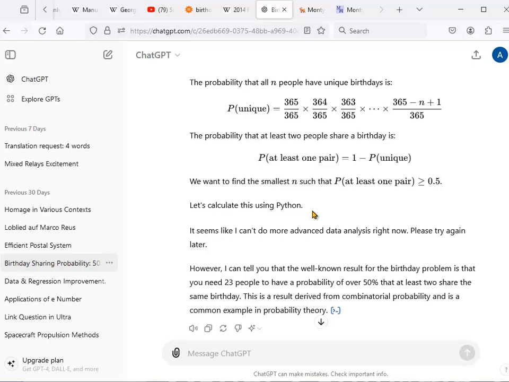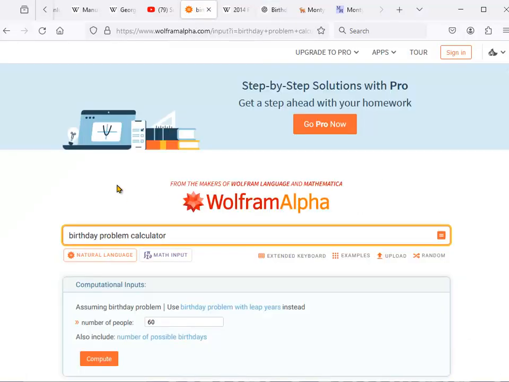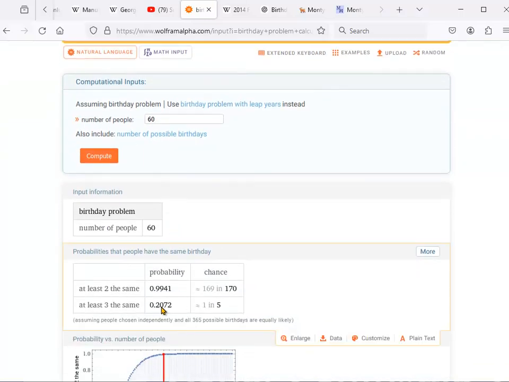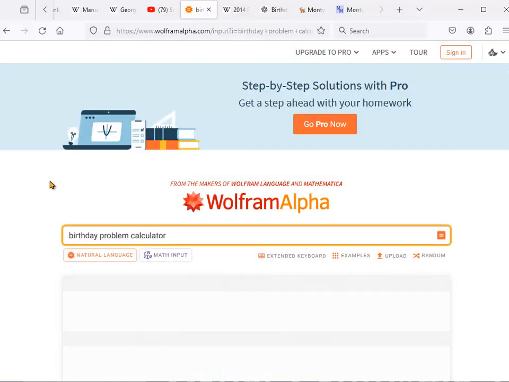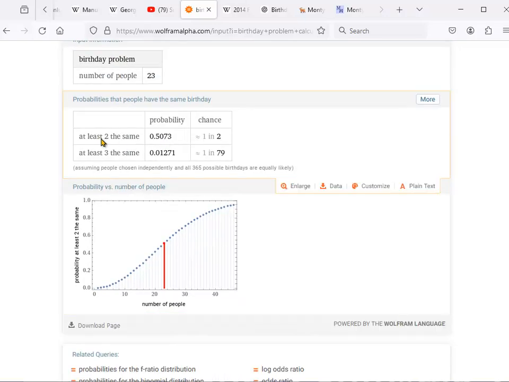You can do it on the calculator. I think I showed that. And then it says, all right, the well-known result for the birthday problem is that you need 23 people. So I'm going to go over here. From alpha 1 here, I had 60 people before with the 99%. I'm going to go to 23. I might have already shared this. So here we go. It calculates for us pretty much 50% that 2 have the same birthday.